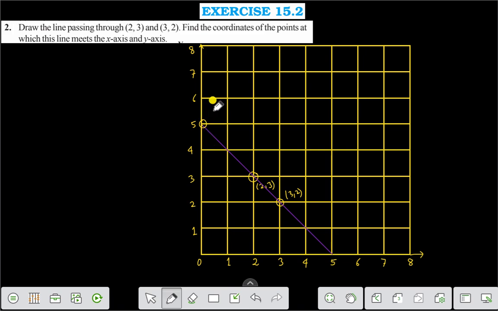x is 0, y is 5, that is (0, 5). This point is (0, 5). And this point you see here is (5, 0). This point is (5, 0). Right? The question was finding the coordinates of the points at which this line meets the x-axis and y-axis. That we can write from the graph.